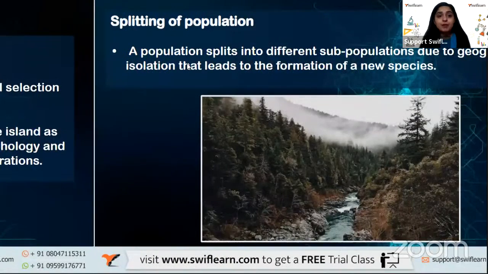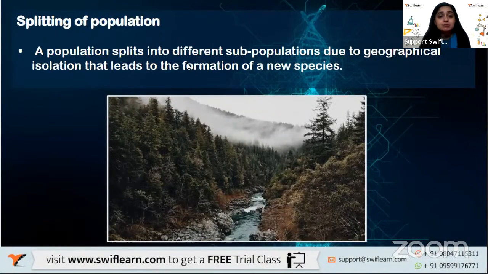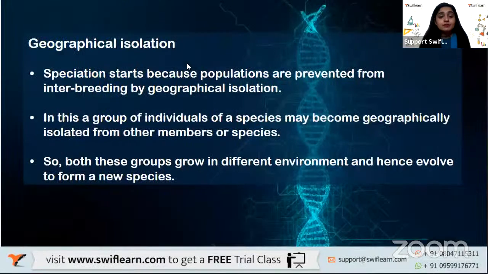Now, splitting of population. If a population splits into different subpopulations due to geographical isolation, that leads to the formation of a new species. Geographical isolation means speciation starts because populations are prevented from interbreeding by geographical isolation. It is quite evident. Maybe there's a river flowing, maybe there's an ocean, or maybe hills appeared in between. Anything could happen. Any kind of geographical isolation can be there.